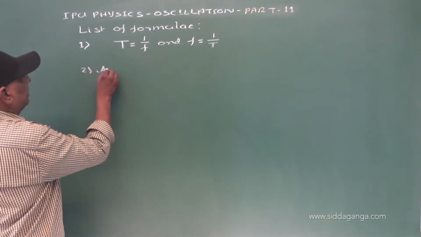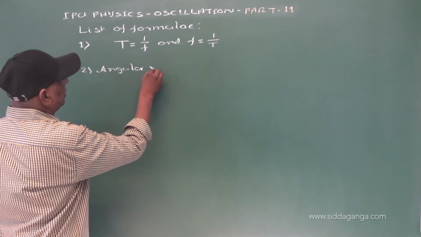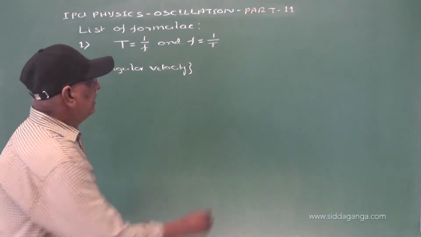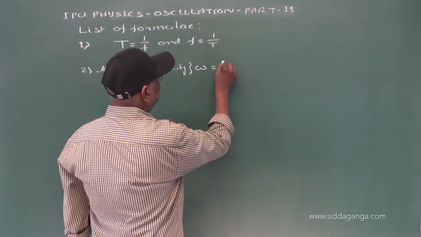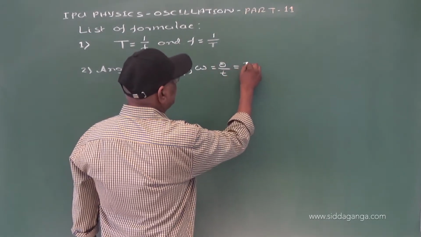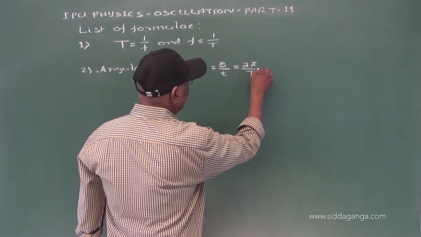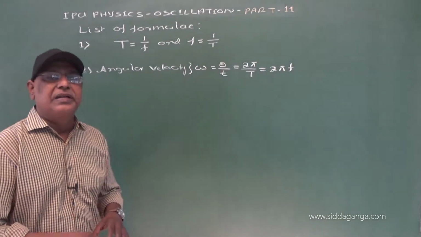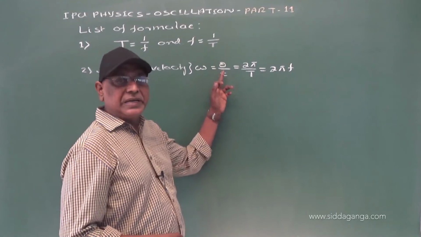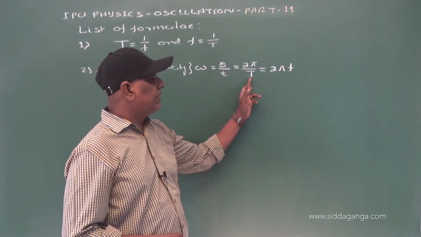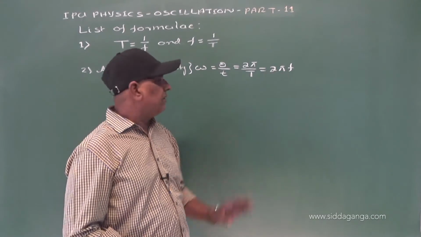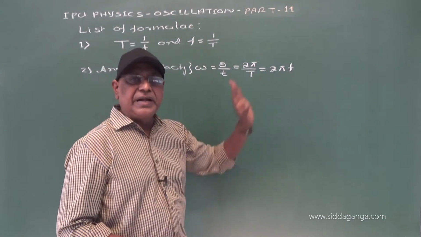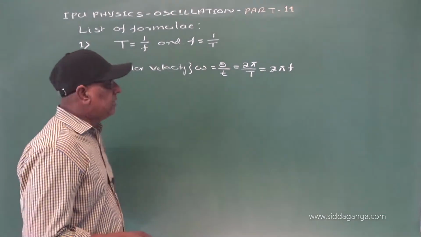Number 2, we have angular velocity, right? Omega is equal to theta by t. This is also equal to 2 pi by T. This is also equal to 2 pi f. So angular velocity is expressed by omega is equal to theta by t, omega is equal to 2 pi by T and omega is equal to 2 pi f, where T is the time period of simple harmonic motion and f is the frequency of simple harmonic motion.